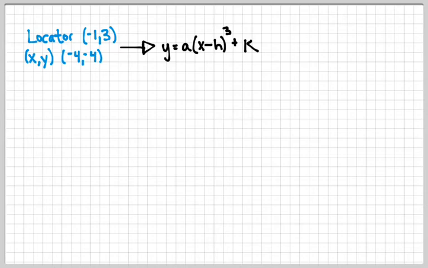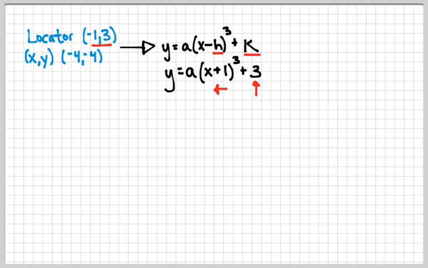Now, our locator point is going to be our h, k. So -1, 3 will be our h and our k. Since we are moving one to the left, we'll have y equals a(x plus 1) cubed plus 3. Now, knowing h, k, this means I'm going to go 1 to the left and 3 up, which brings me to the locator point. That works.